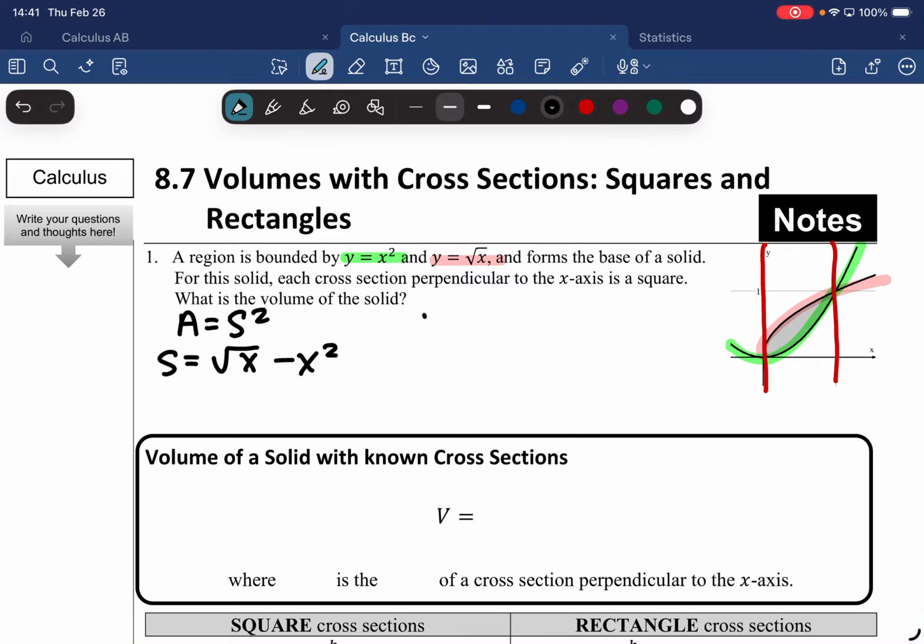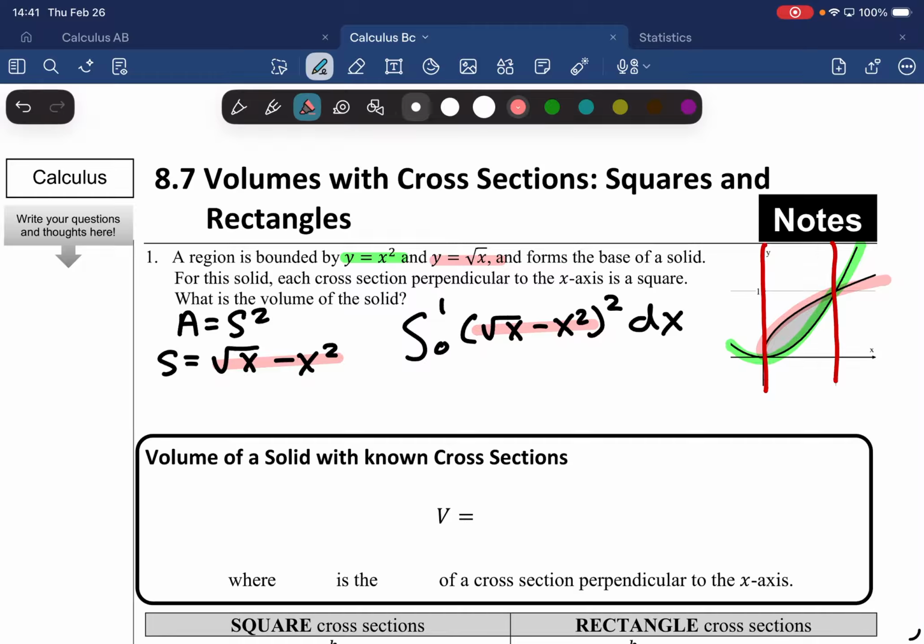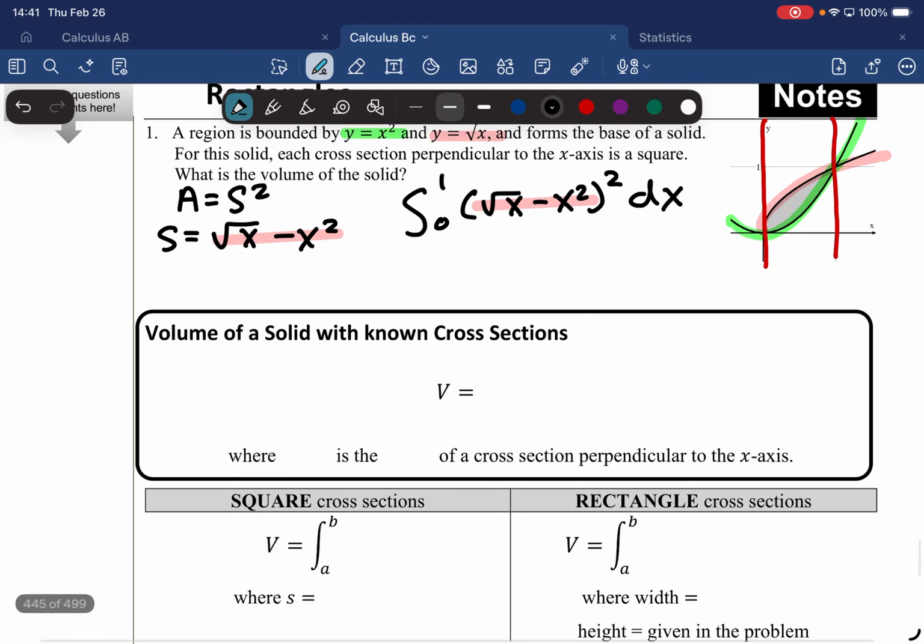So I would write this as the integral from 0 to 1 of our area, and our area is s squared. So this is going to be the square root of x minus x squared dx. Okay, so again, this section right here is our side, and the area of a square is side squared. So when we take the integration of the area, we find volume. Okay, and that's the idea behind this.